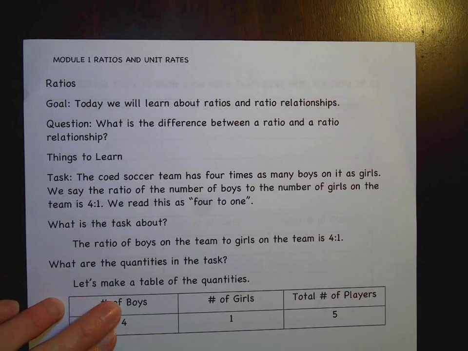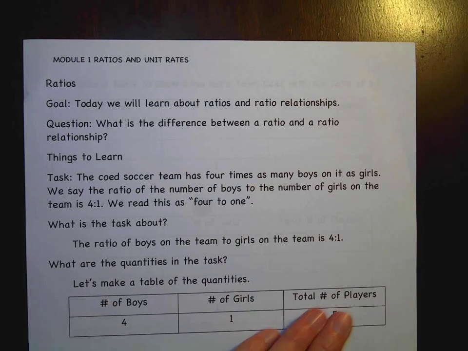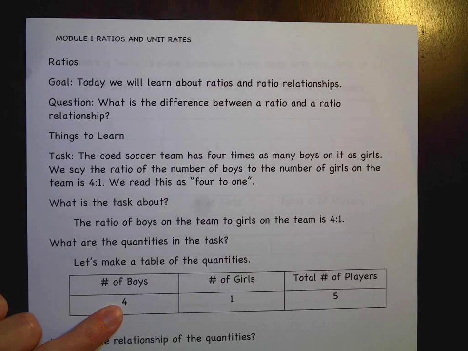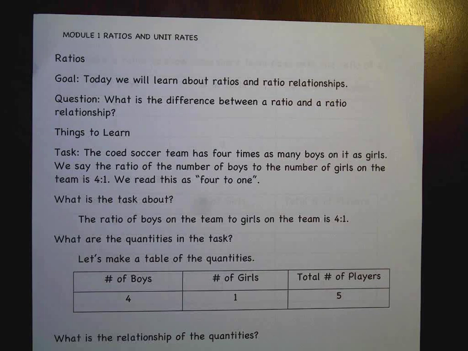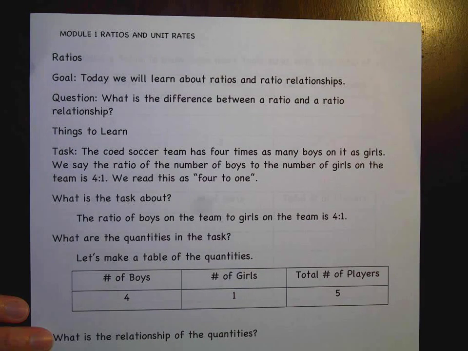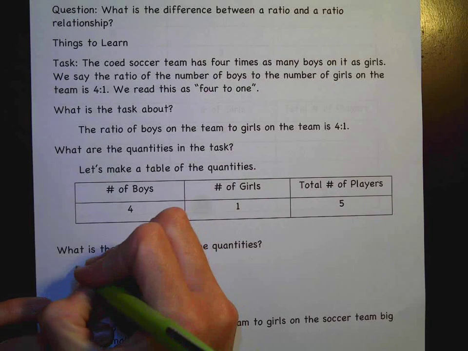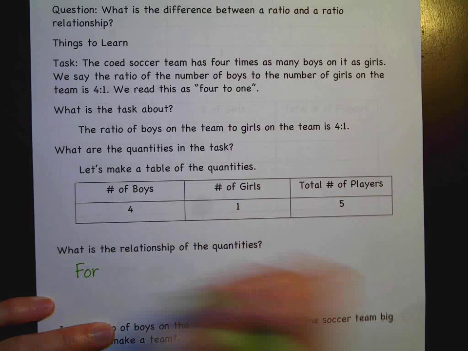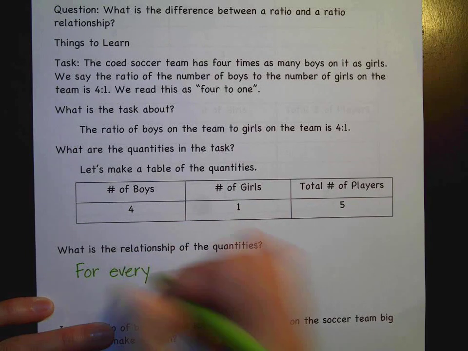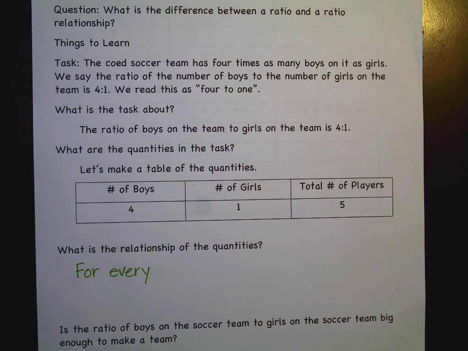So we're making the table, so it says number of boys, number of girls, total of players. So we have 4 boys for every 1 girl, and in total there would be 5 players altogether. So when we're talking about a relationship working with ratios, the relationship describes the quantities. And usually when we're trying to identify a relationship for a ratio, we read it with a certain sentence frame. And the sentence frame goes like this. It starts with "for every," and we can apply that to any ratio that we're describing.